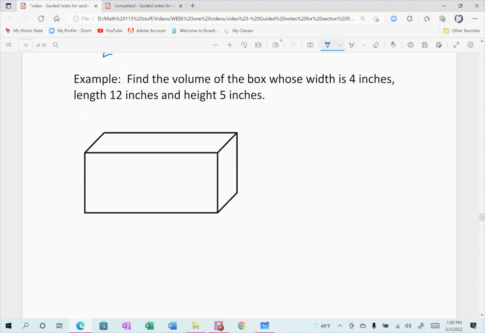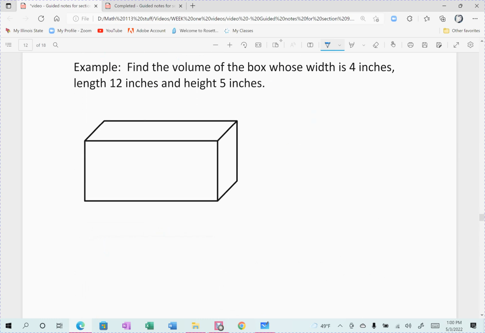All right, so let's look at some examples. The first example is a simple box. Here's the shape drawn out for you. We're told that the width is 4 inches, the length is 12 inches, and the height is 5 inches. So that would be the height, the width, and the length. What is the volume of the box? So how much space does the box take up?